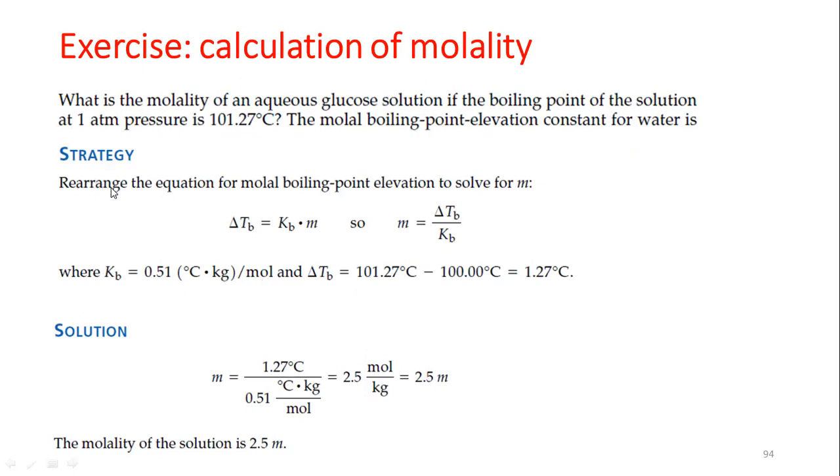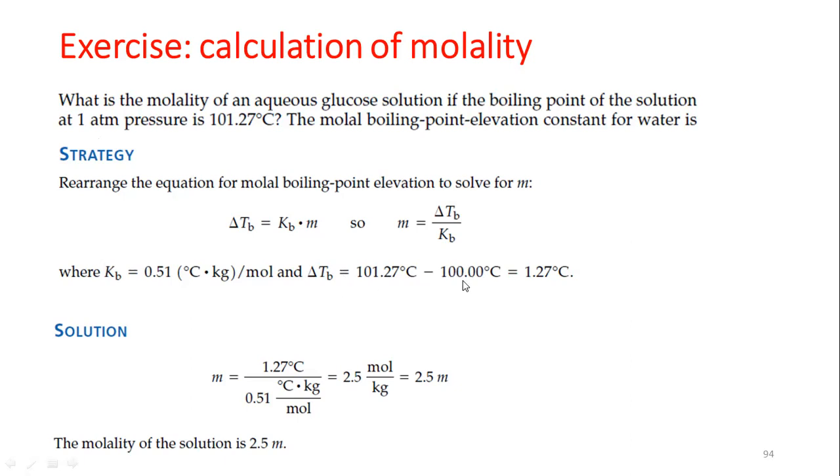So what is your strategy? You have to use this equation, and you want to get the molality. Molality would be delta Tb over Kb. And here, because Kb is given, you just have to calculate the delta Tb. The boiling point of the solution is given, and you know you have dissolved this glucose in the water, and the boiling point of the water at 1 atmosphere is 100 centigrade. So you just get the difference.